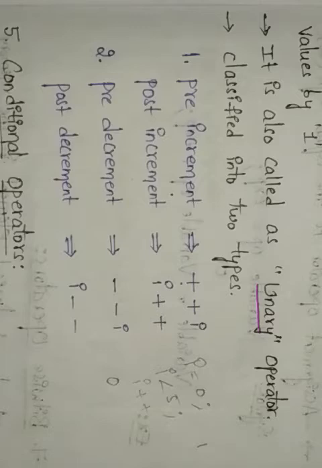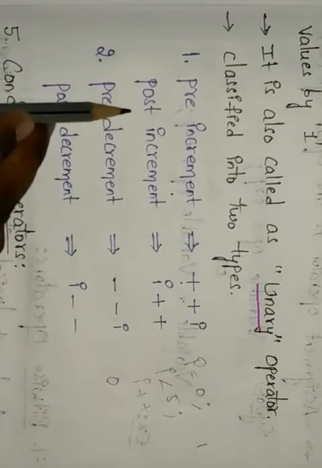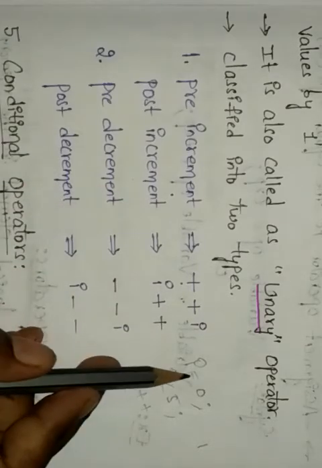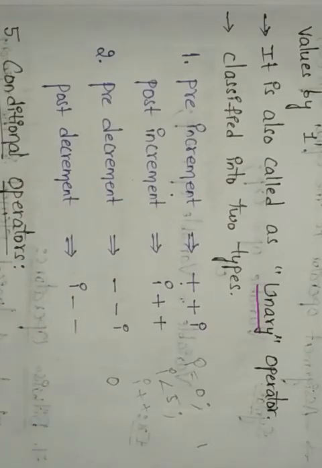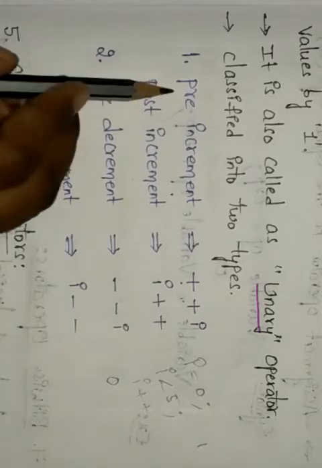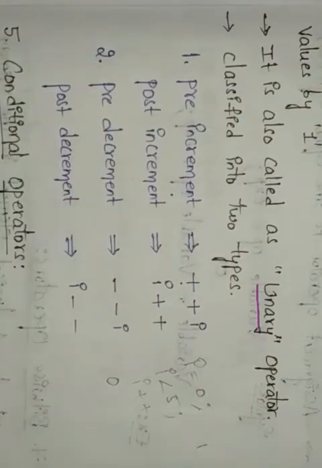In post-increment, after giving the output we are increasing. In pre-increment, first it increases the value, after that it gives the output. Like that we can perform the increment and decrement operators. It is always just increasing the value by 1 and decreasing the value by 1 only. It will not increase more than that. Okay, these are our increment and decrement operators.